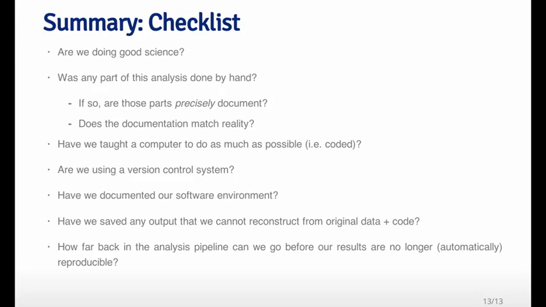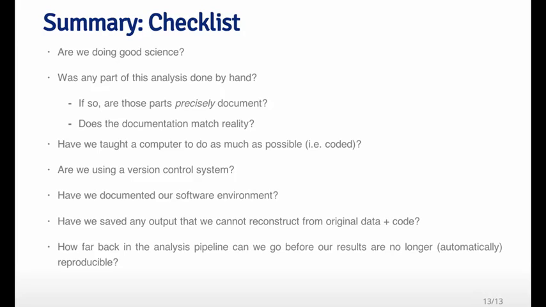The only real issue here is that if you do something by hand, is it precisely documented? And in particular, you need to make sure that the documentation actually matches the reality. Many times when you document something, you write it down, but later on you change what it is that you actually did because you need to update something, or maybe there was a mistake. And if you do update or change something, then you have to update the corresponding documentation that goes with it. So does the documentation match the reality of what you did?